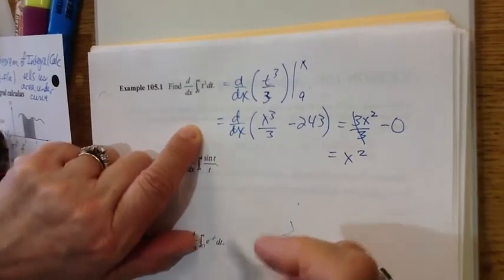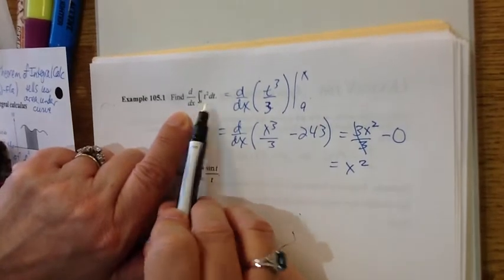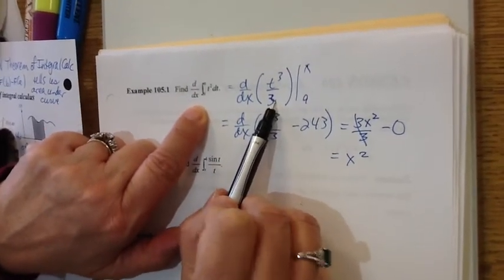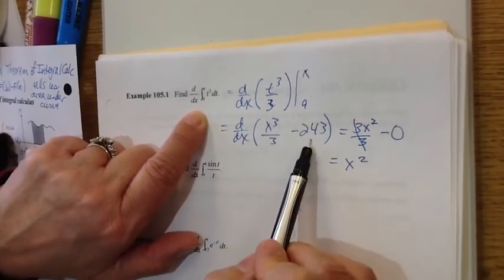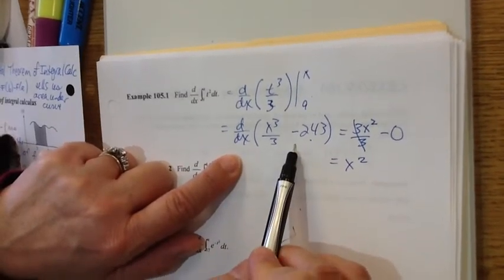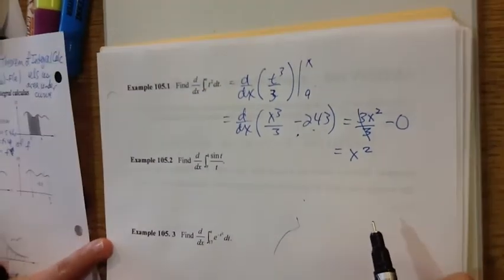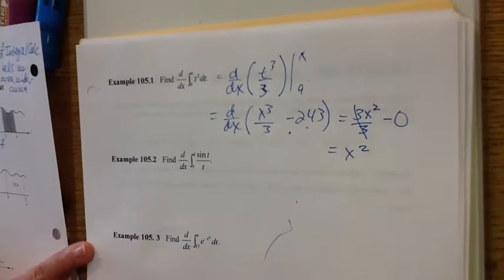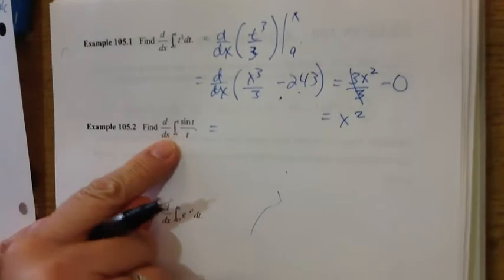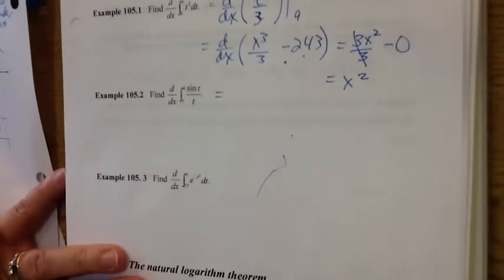T squared. Do you see how this is taking the derivative of an integral? I took the integral, then I put in my limits, and then I took the derivative of this, which is exactly what this is, but it's x squared. So we could just write x squared. Correct.